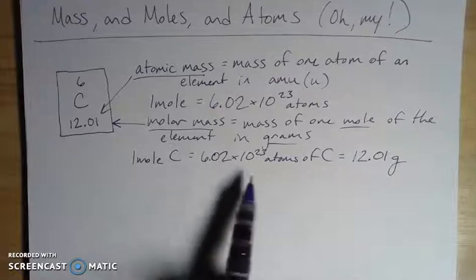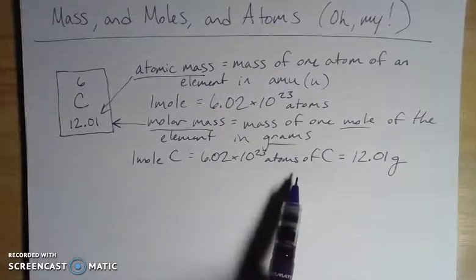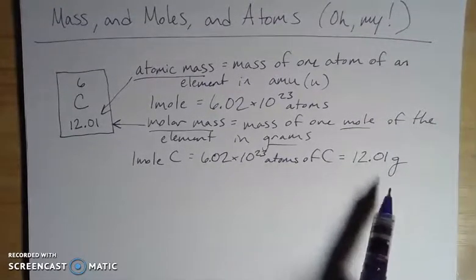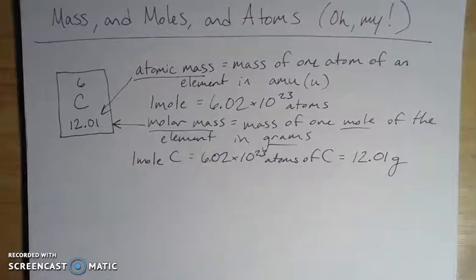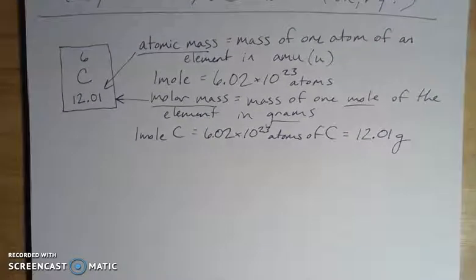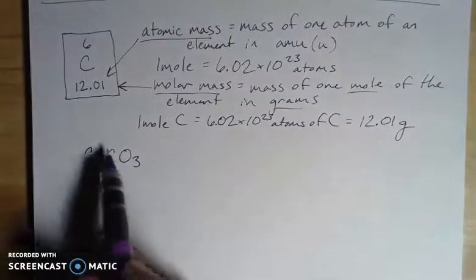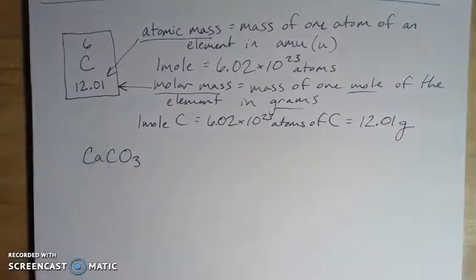Now, because we have this relationship between moles to atoms and atoms to grams and grams to moles, these are all interconnected, then we can use this information as a conversion factor. So let's practice with this idea. Let's take a compound that has carbon in it. Let's take calcium carbonate. Carbonate, CO3 with a -2 charge, is one of the polyatomic ions that's pretty common, and calcium with its +2 charge, together they form an ionic compound, calcium carbonate.